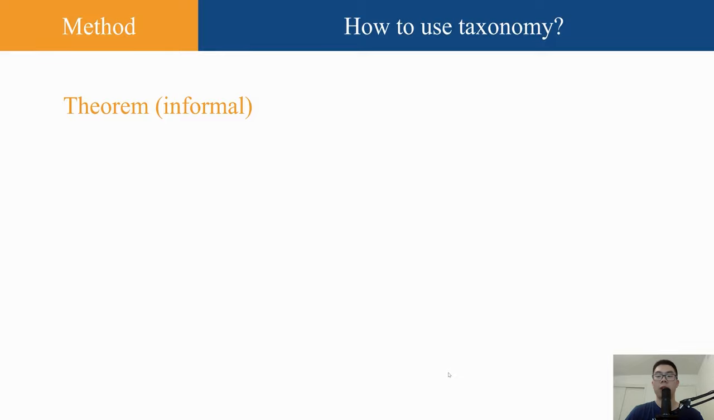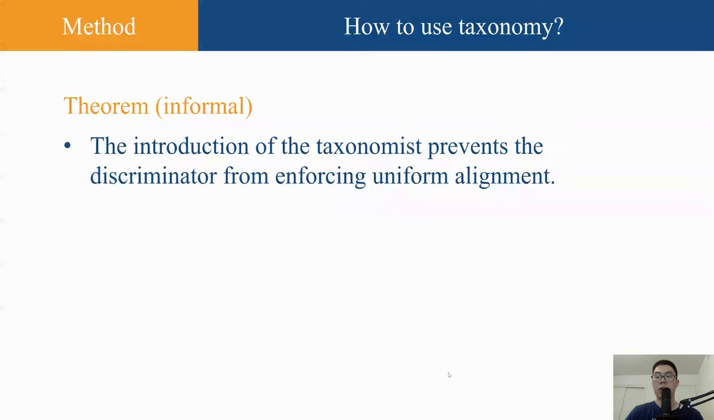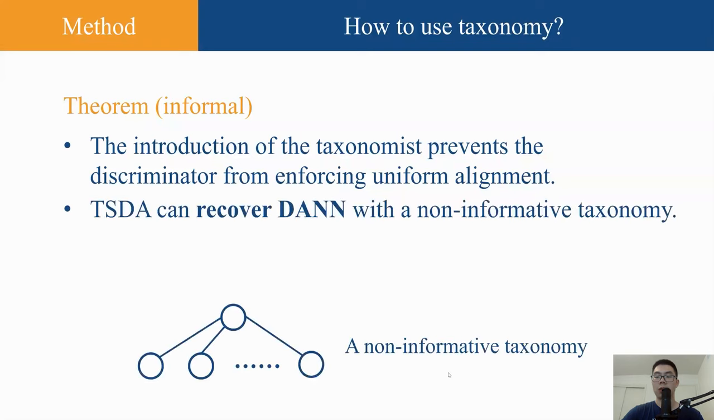Our theorem aligns with our intuition. We have proved that the introduction of the taxonomist T prevents the discriminator from enforcing uniform alignment. Furthermore, we also prove that our TSDA can recover the traditional DANN when used with a non-informative taxonomy. Here, non-informative means that all nodes in this taxonomy share the same parent. This implies that our model extends upon the traditional domain adaptation method.